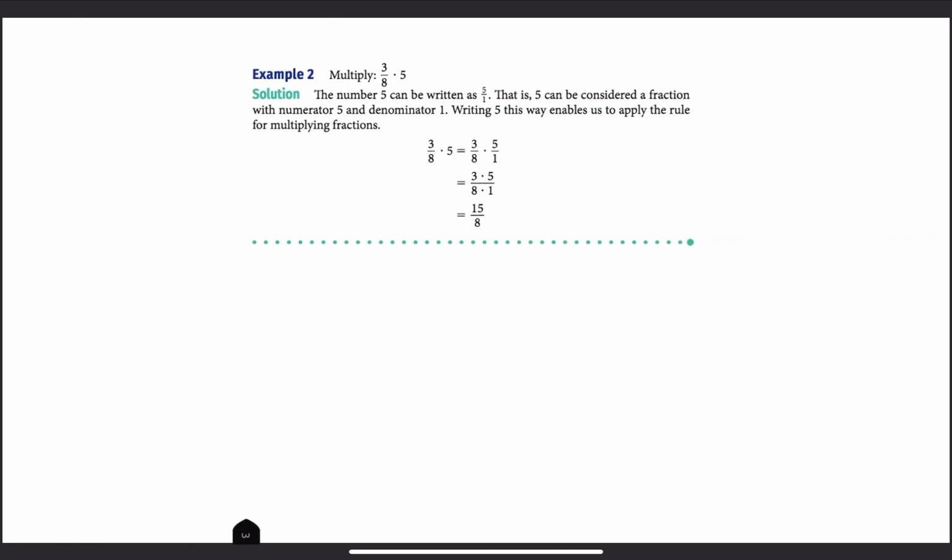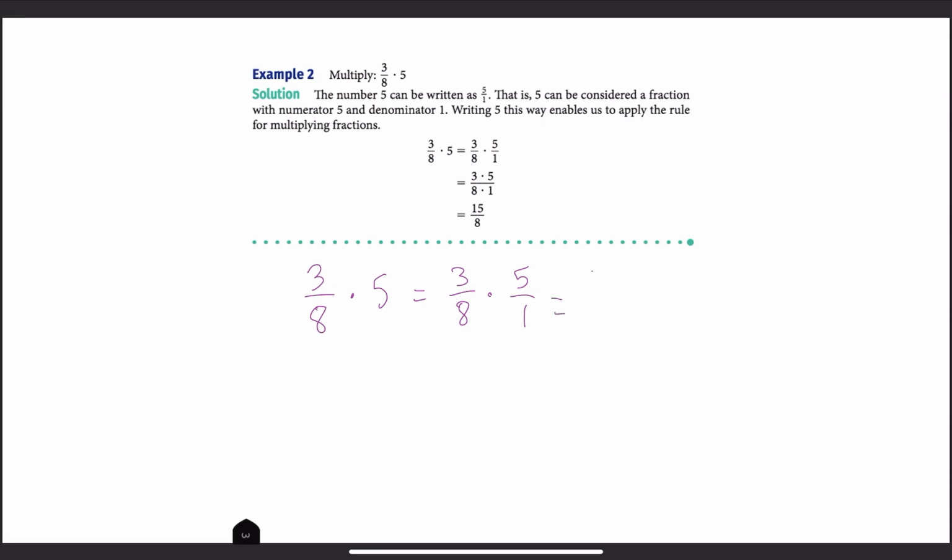So can we apply that to what to do with a whole number? Remember from before, whole numbers can be written as fractions over 1. So I can always multiply a fraction and a whole number. So 3/8 times 5, that's really like 3/8 times 5 over 1. Now, normally I wouldn't put 5 over 1, I would just write 5, but in this case it's more helpful to write 5 over 1.